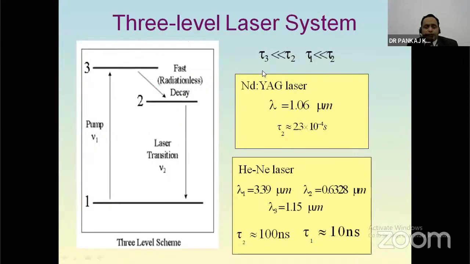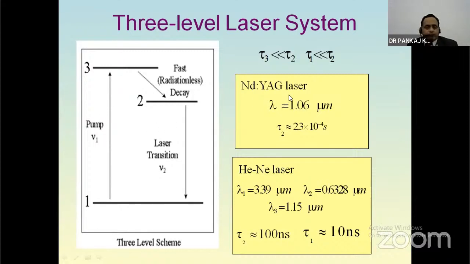If there are tau 3, tau 2, tau 1, and tau 2, this is the time period between the two energy levels. Suppose level 1 is known as the ground state energy level, level 3 is known as the excited energy level, and the metastable energy state is level 2. So the laser transition is between 2 and 1, and pumping is required from 1 to 3. The optical pumping phenomenon is very important in the laser.